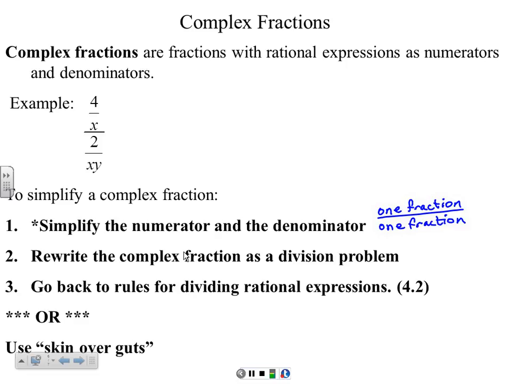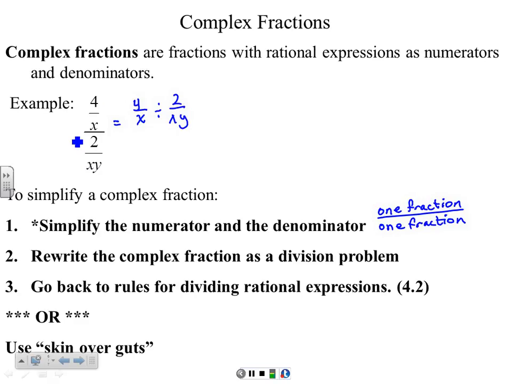So if you already have that, like we do in this example, then you can skip step number 1. Step number 2 says to rewrite the complex fraction as a division problem. Well, it's like I told you, this bar basically is a division symbol. So you're going to rewrite it like we did in 4.2. So you're going to have 4 over x divided by 2 over xy.